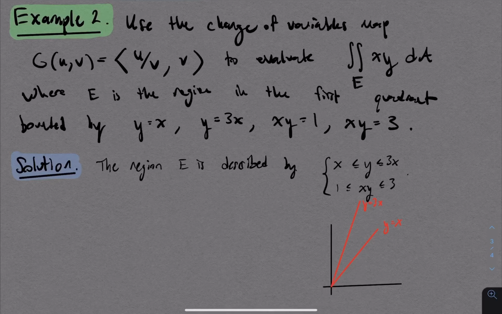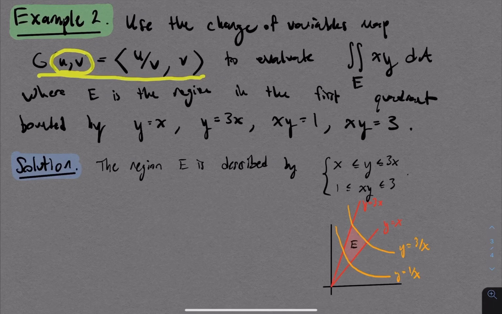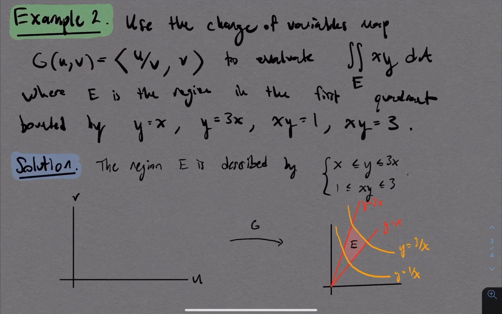Well, y equals 1 over x will look something like that. Y equals 3 over x will just be the same rough shape shifted up. And so here's a very rough picture of the region that we care about in the xy world. Now the map G eats a point in the UV world and spits out a point in the XY world. And one of the first steps here is going to be to figure out exactly what the pre-image of this region is over here.